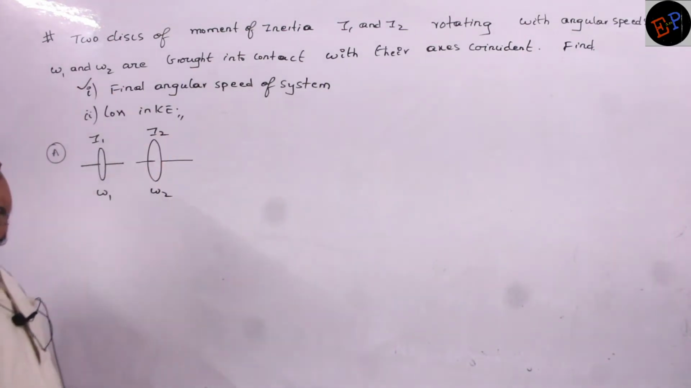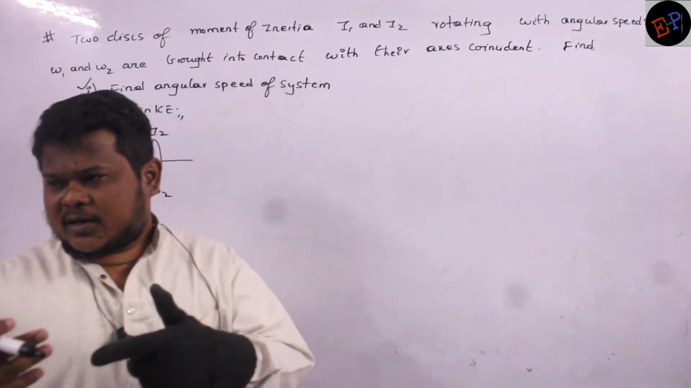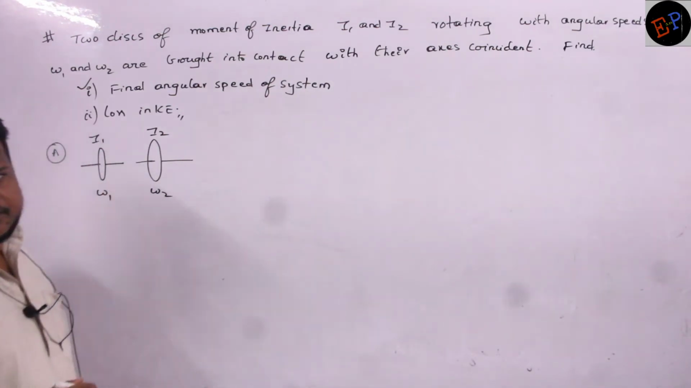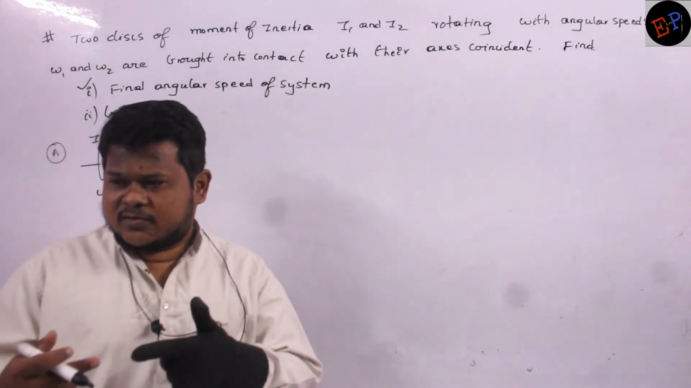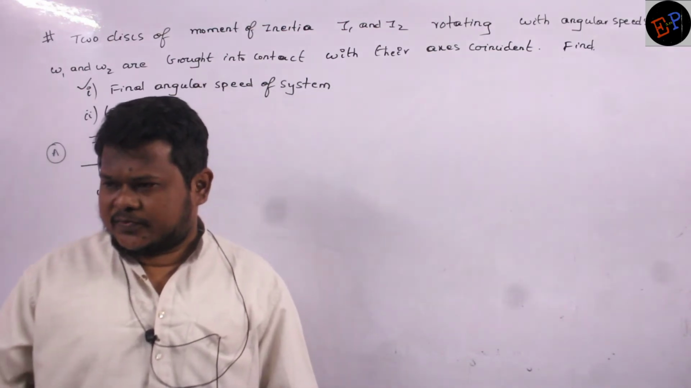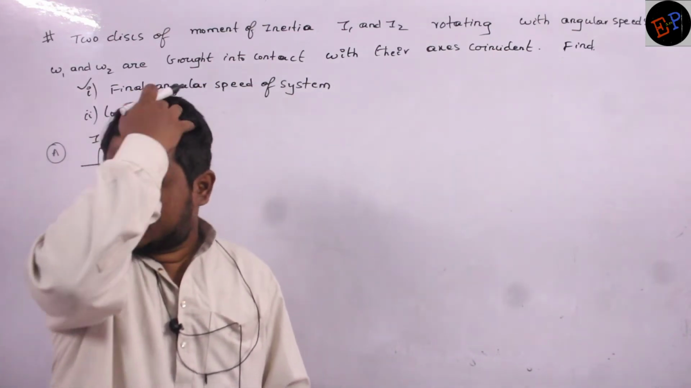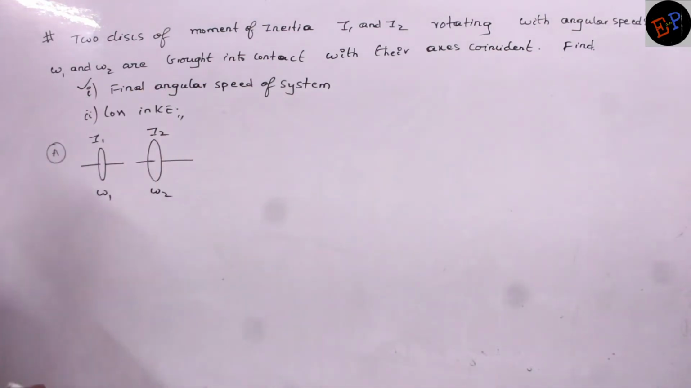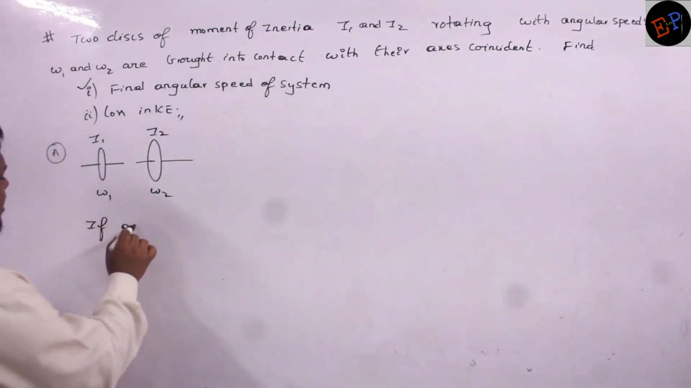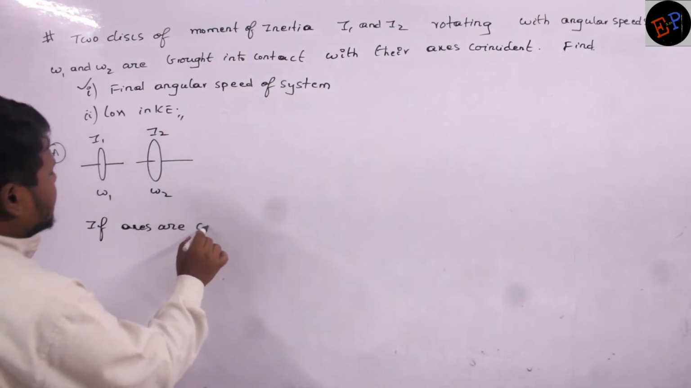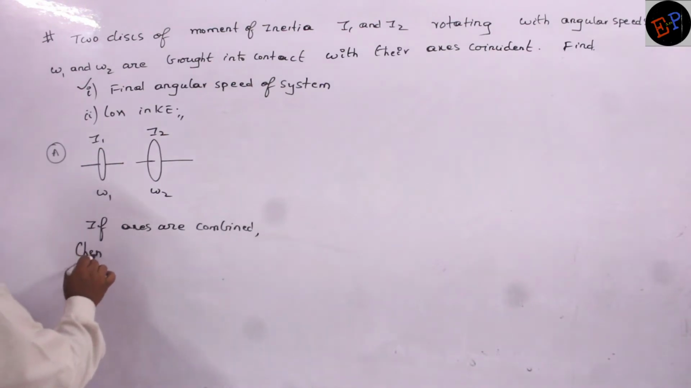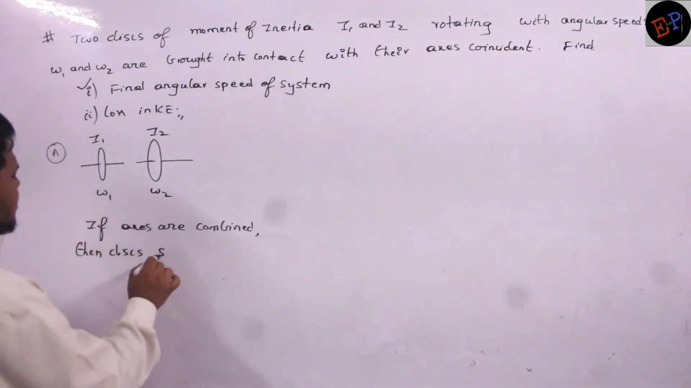loss in kinetic energy. When I try to combine these two axes, in between these two axes there will be some friction. To overcome that friction, some of the energy must be wasted also. So what is that loss in kinetic energy? That also I want to calculate. Are you able to understand? So therefore, what is the point here I have to write? If axes are combined, then disks start rotating.